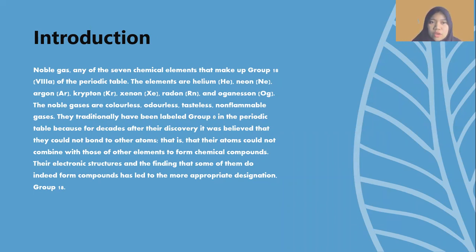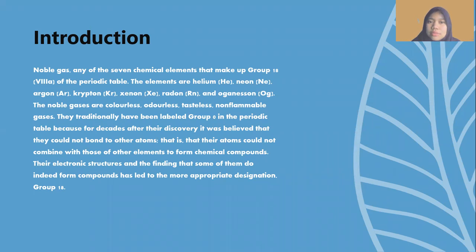So noble gas, any of the 7 chemical elements that make up group 18 of the periodic table. The elements are helium, neon, argon, krypton, xenon, radon, and oganesson. The noble gases are colorless, odorless, tasteless, non-flammable gases.